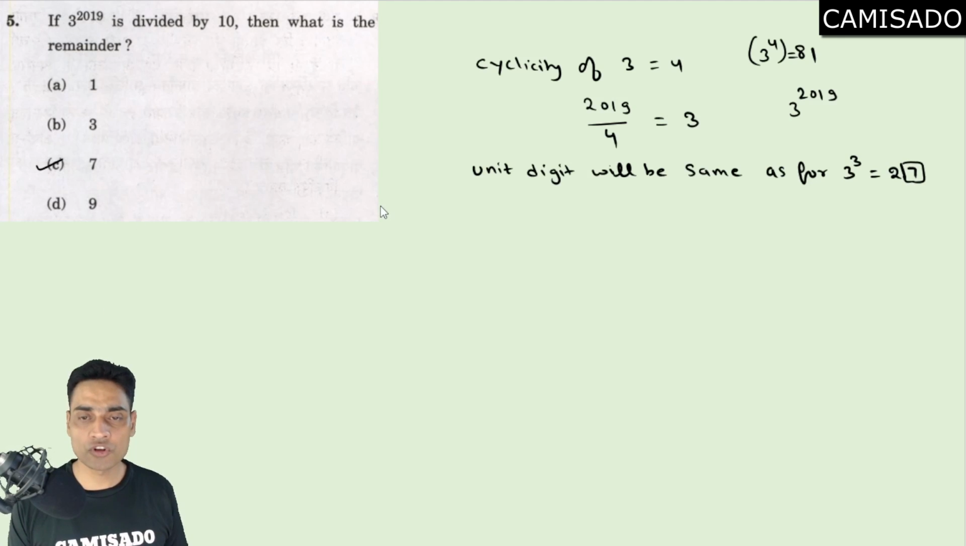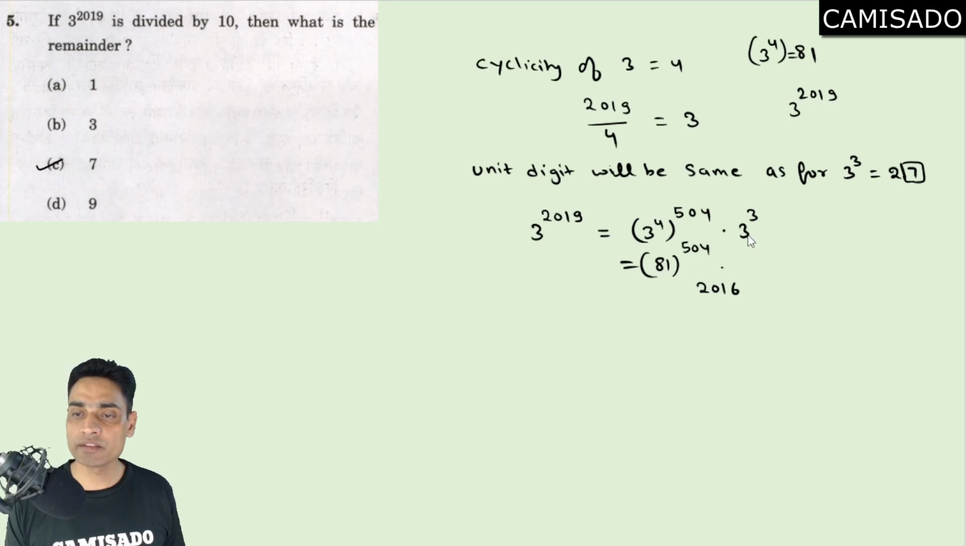Another way of solving the same question is, suppose we write 3 raised to power 2019. It can be written as 3 raised to power 4, whole raised to power 504, into 3 raised to power 3. When you multiply 504 by 4, you will get 2016. So this quantity is basically 81, and 81 raised to power 504 will always give 1 at the unit place.